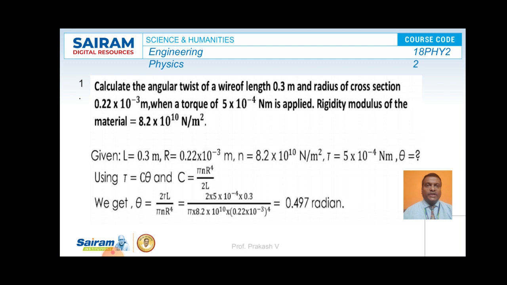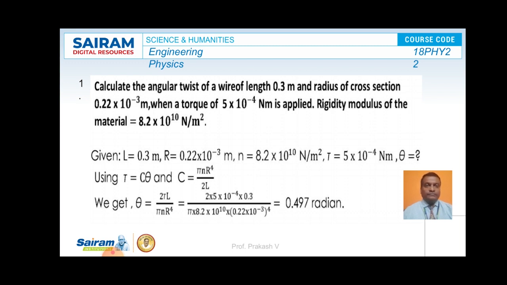As per the data given, L is 0.3 meter, R is 0.22 into 10 to the power of minus 3 meter, N, that is the rigidity modulus, is 8.2 into 10 to the power of 10 Newton per meter square, and torque is 5 into 10 to the power of minus 4 Newton meter. So here we have to calculate the angle of twist.